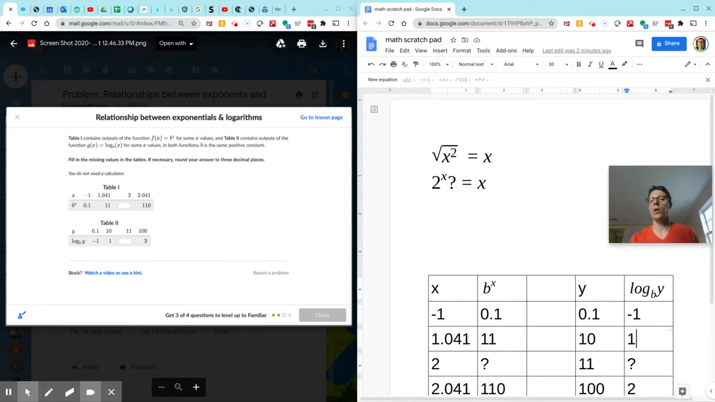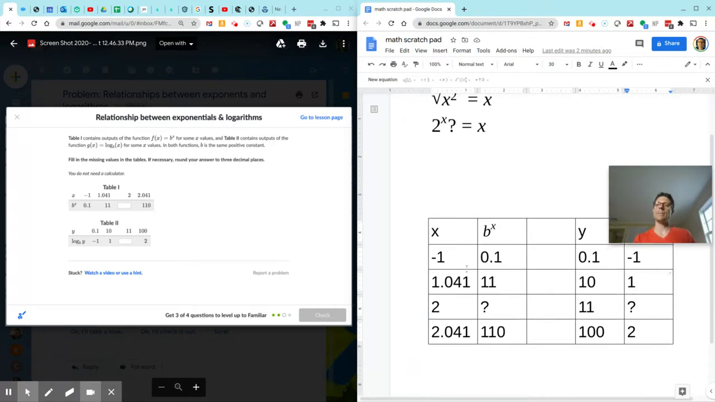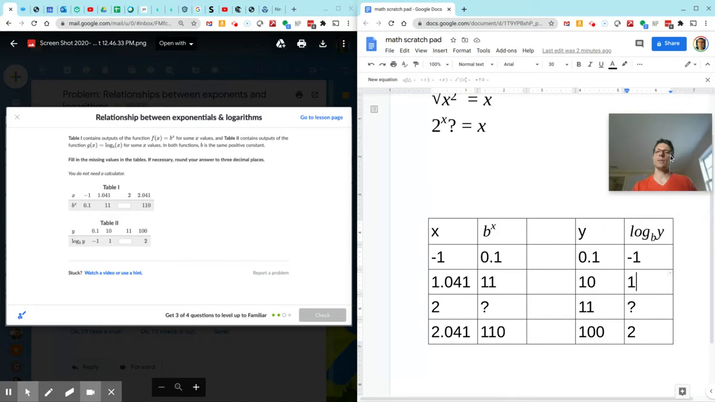So if I was to take the log of 2 to the x, with a log of base 2, it would just give me x. It kind of undoes putting something above a base. It does the opposite of raising something above a base.